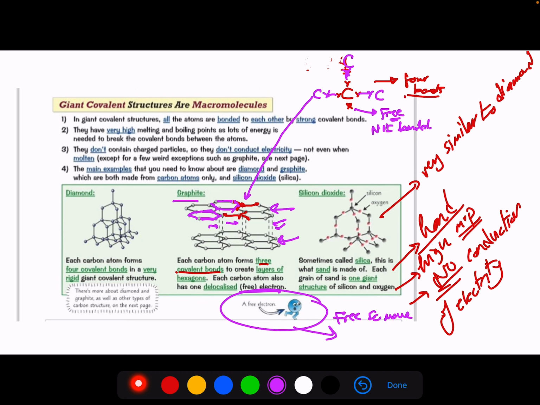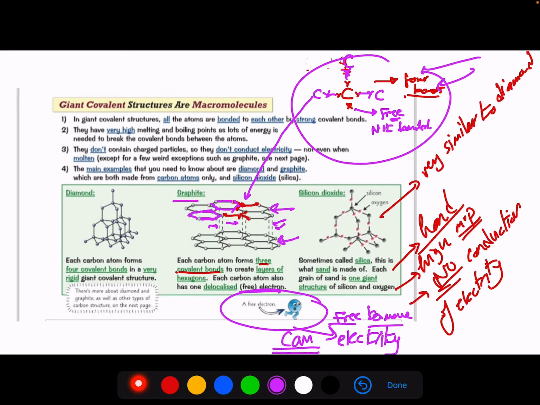That's why, do you expect graphite to conduct electricity or not? Remember what I said, guys: if the electron is free to move, then electricity can be conducted. So graphite can conduct electricity because of the free electrons for each carbon. Please don't forget to mention there is a free electron for each carbon. Don't forget this model.